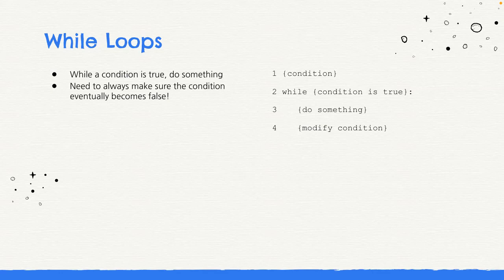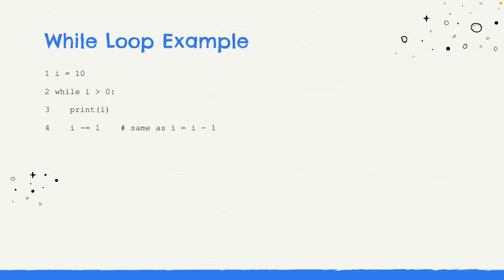So here's the syntax. Usually you put your condition outside of your while loop, and then you'll say, while this condition is true, we want to do something. And at some point, you're going to modify your condition. So let's look at an example. My condition is i is equal to 10. And while i is greater than 0, we print out i. And then this statement, i -= 1, is the same thing as i = i - 1. So we're decrementing i for each iteration of this while loop. And this loop basically prints out all the numbers from 10 to 1.